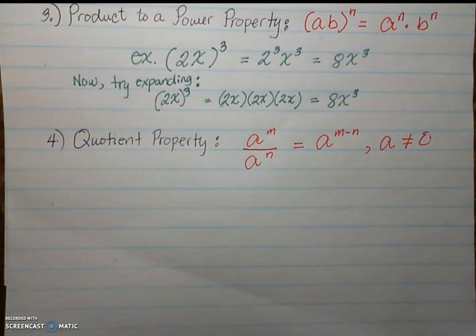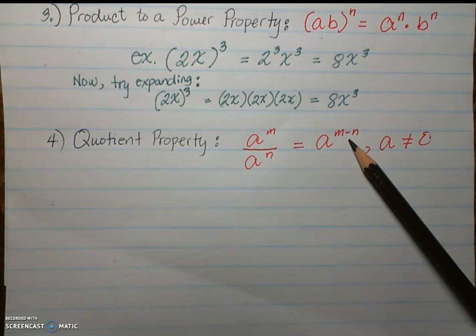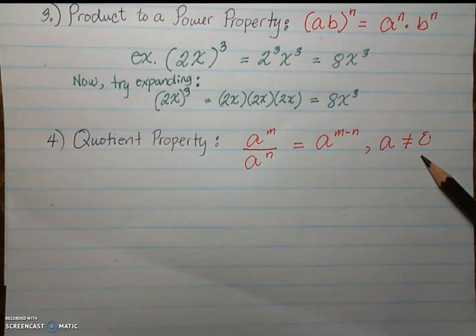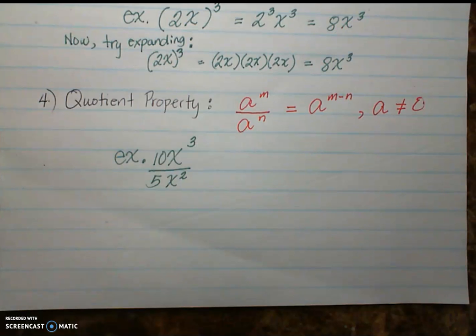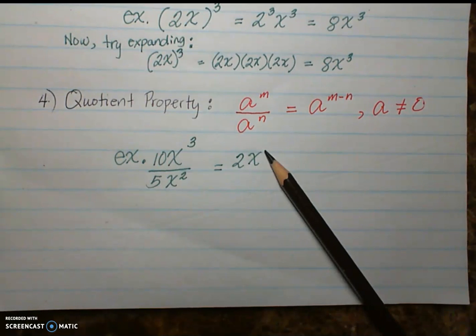Our next property is the quotient property, which indicates that if the bases are the same and you are dividing them, you're going to copy the base and you will subtract their exponents. This has a restriction that the base cannot be equal to 0. Example, 10x cubed over 5x squared is equal to 2x to the power of 1.